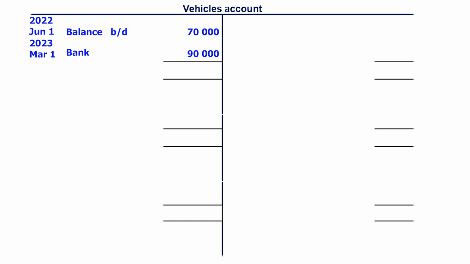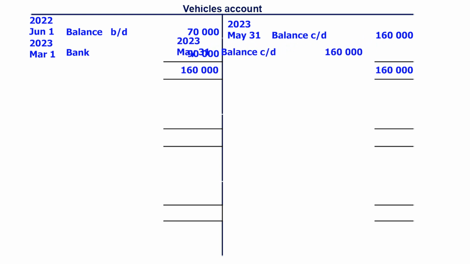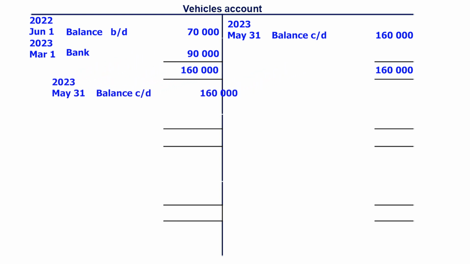So we are just going to write balance carried down, and then we write balance brought down. So you write 2023 May 31st, balance carried down 160,000, which is the total of what is in that year. And then you close off the account, and then every carried down needs to become a brought down.